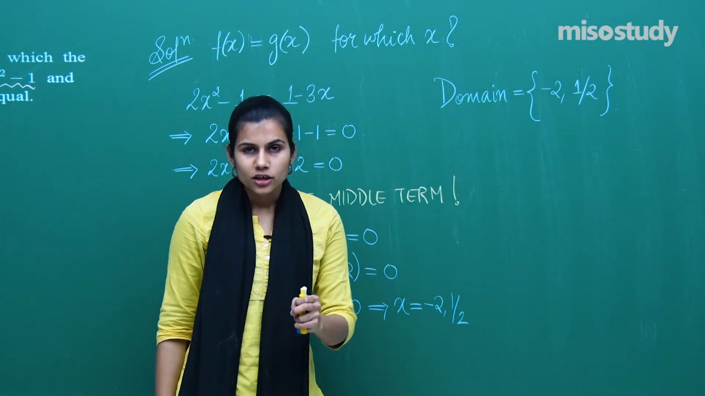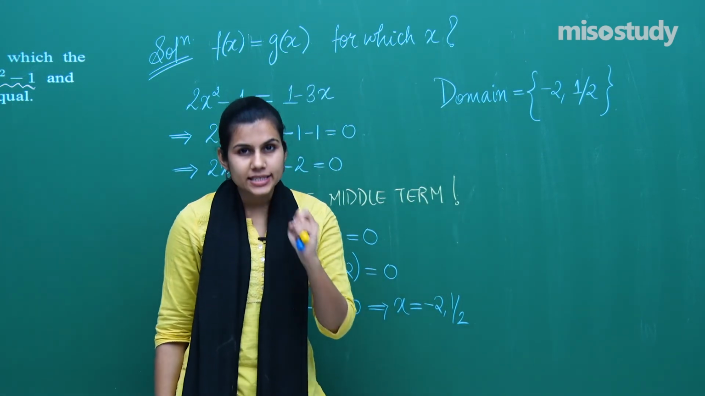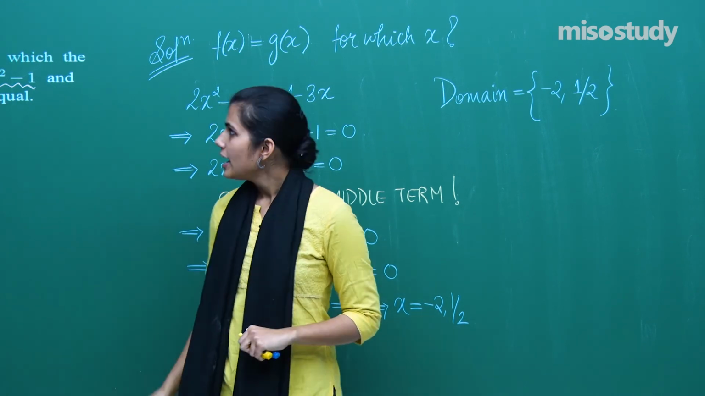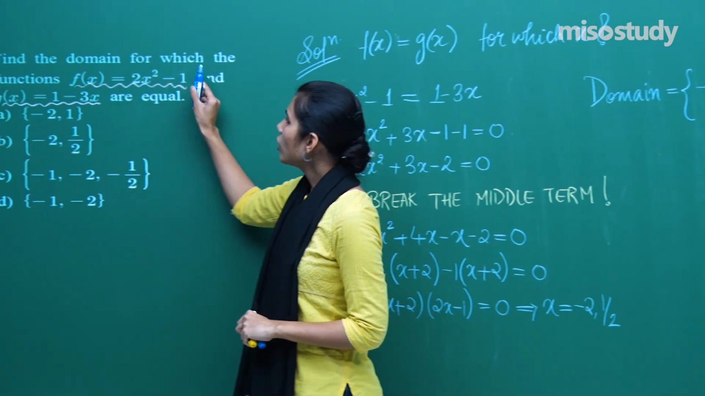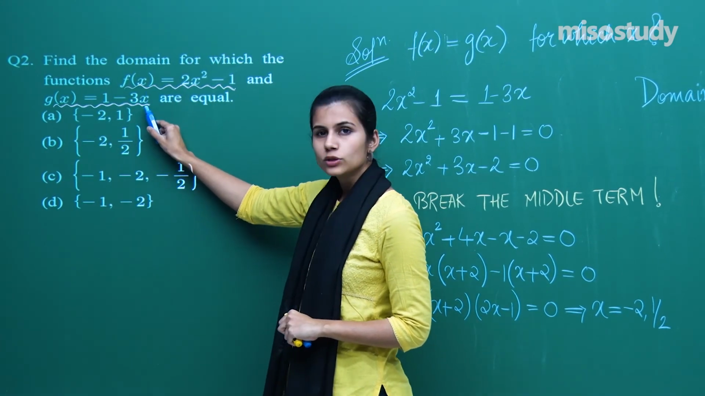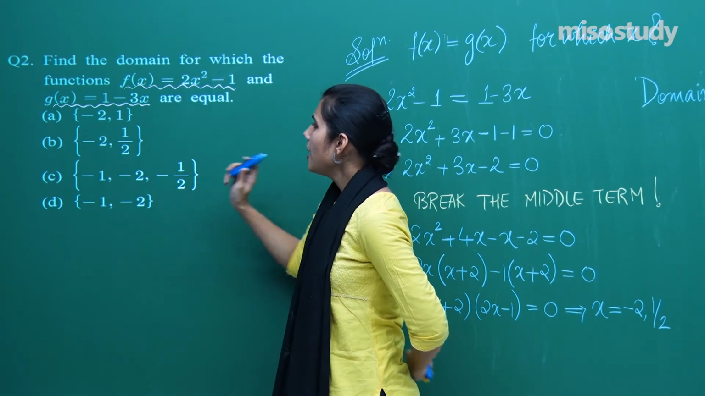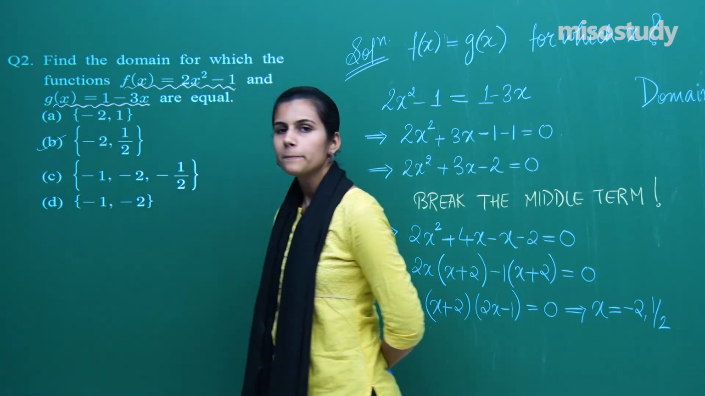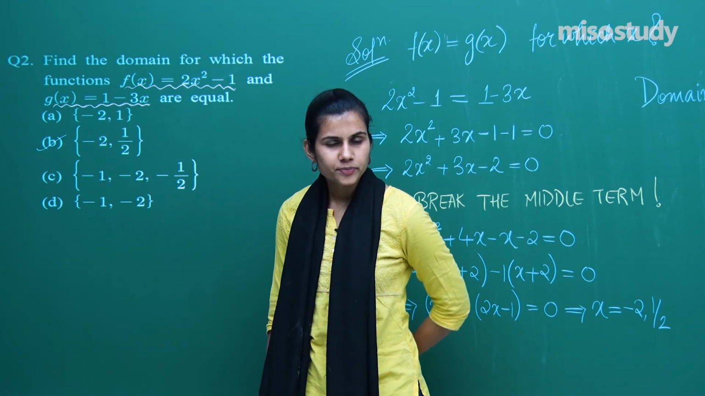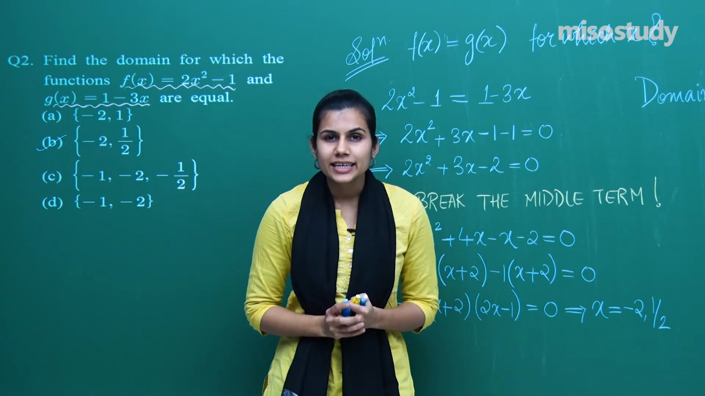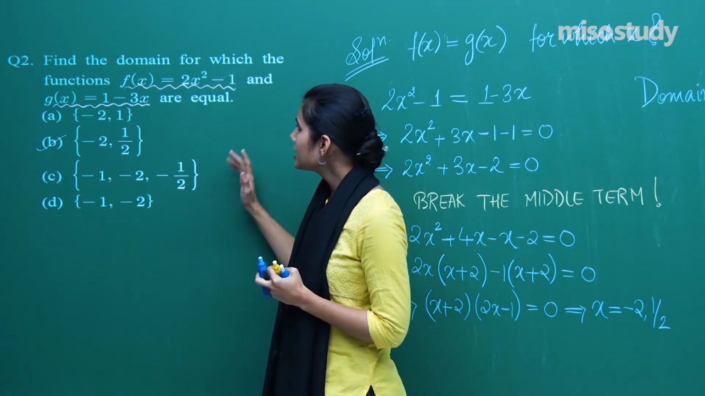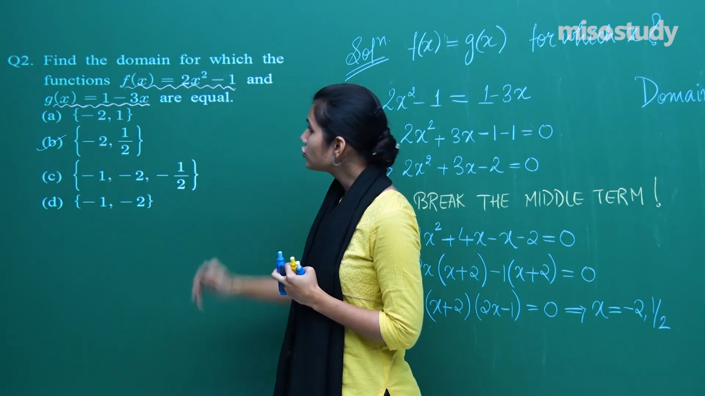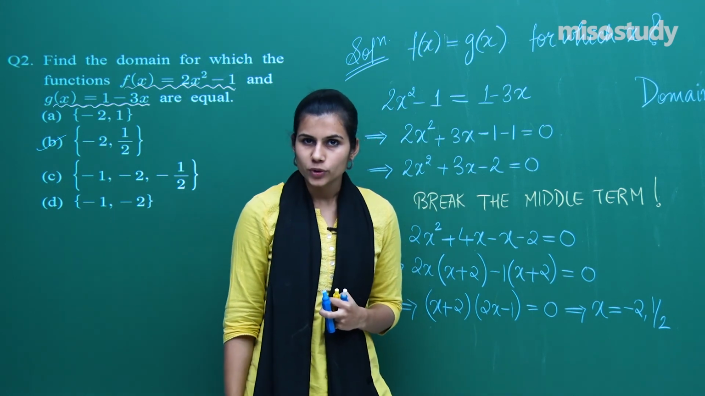Because the domain of f and g should be the same if you wish to talk about f being equal to g. And therefore, the domain for which the functions f(x) is equal to g(x) is the set R minus {-2, 1/2}, and that makes option B the correct option. That is how you have to proceed while solving questions concerning finding those values of x for which two functions come out to be equal.